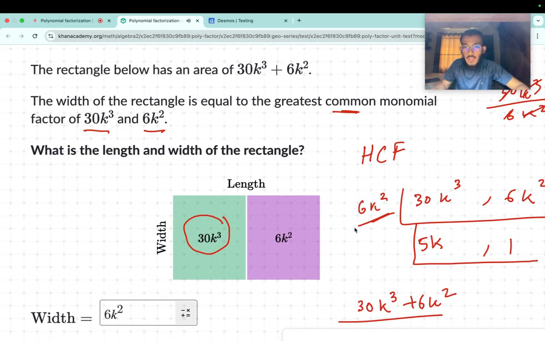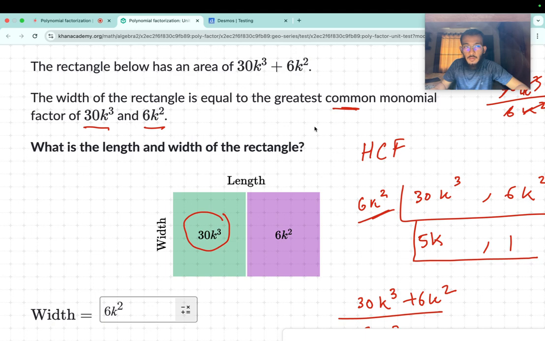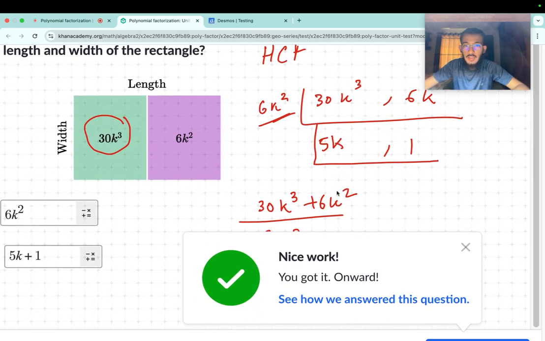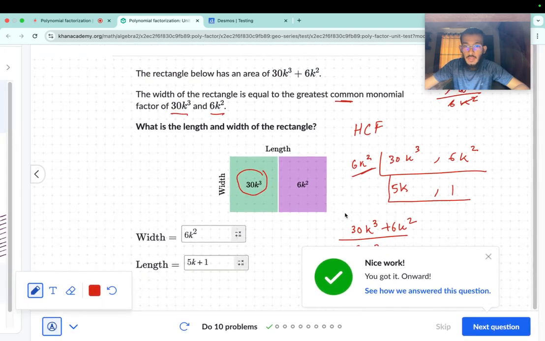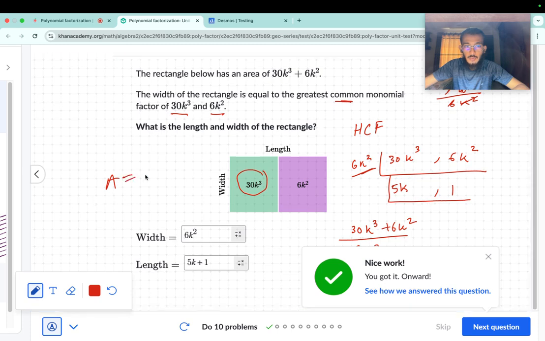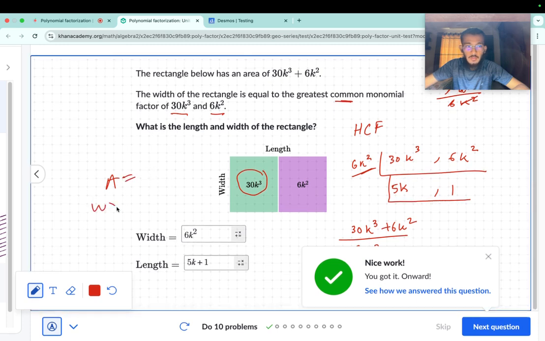So I found the HCF, or the greatest common monomial factor, and because we know that the area is the product of width and length, I have used that to find the length. What I'm doing is just the reverse step. Because I know the area, area equals width times length, W times L. So I know the area, and to find the length, length equals A divided by width. This is what I've done here.